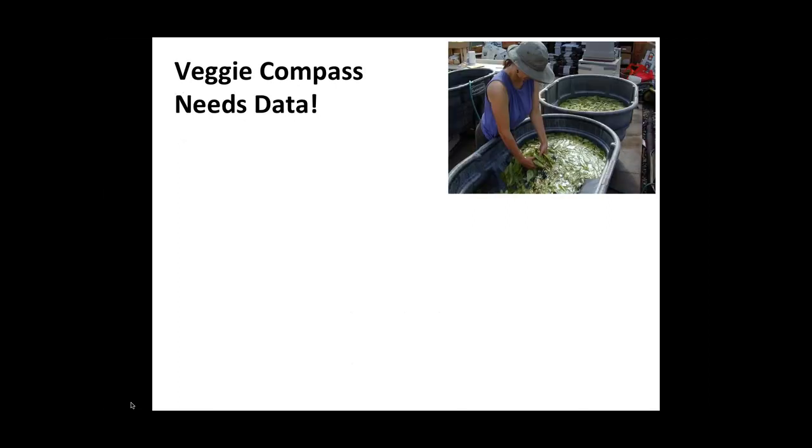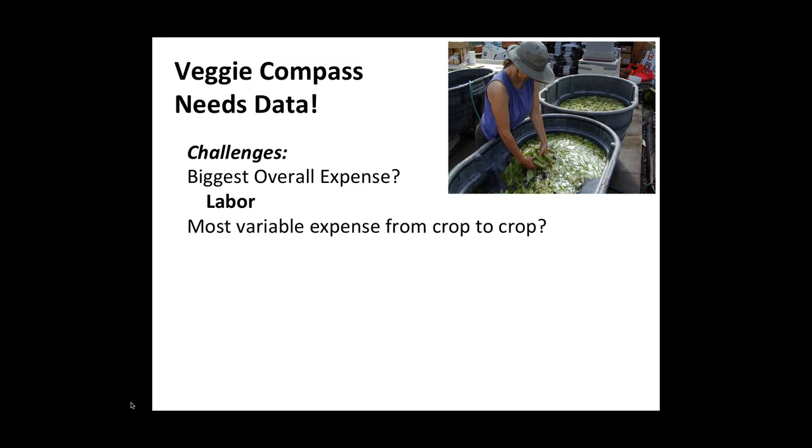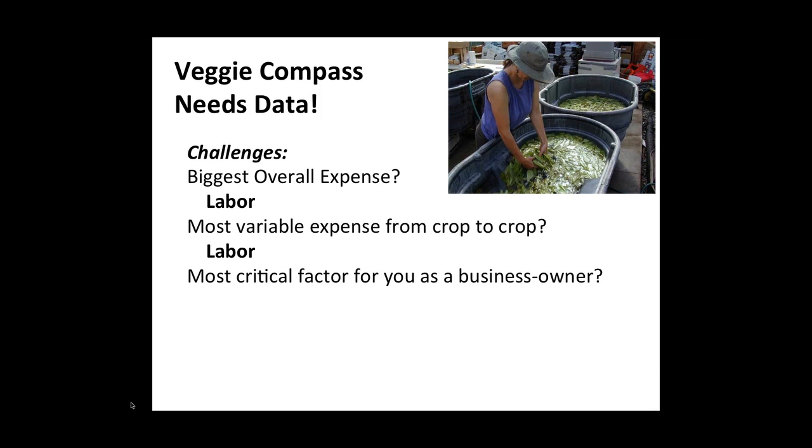Again, VeggieCompass is an analytical tool, and it needs data. And in order to get that data, we need to do some record keeping. The big record keeping piece that we're going to talk about today is labor. And we're going to talk about that because the biggest expense on these farms is labor. The most variable expense from crop to crop is labor. Therefore, the most critical factor for you as a business owner is that labor. And unfortunately, it's the hardest one to track.